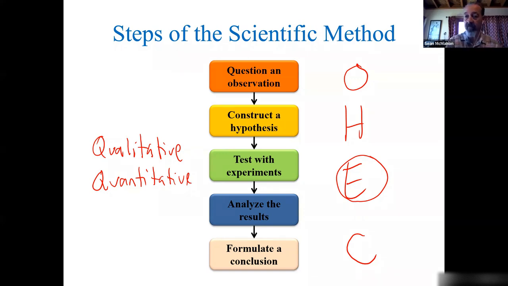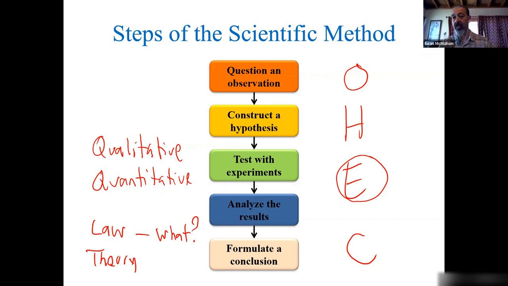Now your conclusions. There are basically two types of conclusions: laws and theories. A law pretty much explains what is going to happen, what happened, and you can't argue it. This physically happened. I can't argue that if I let go of that pen, it's going to drop down to the ground because of gravity.